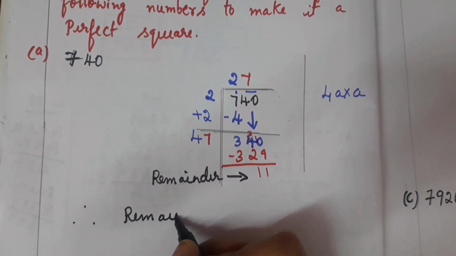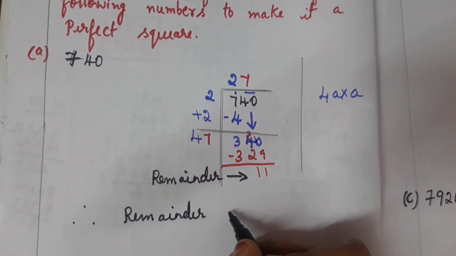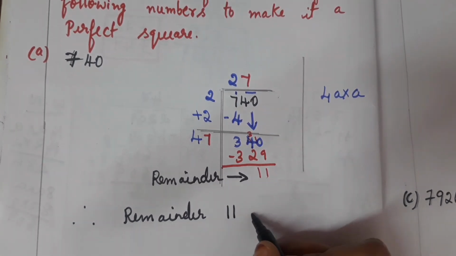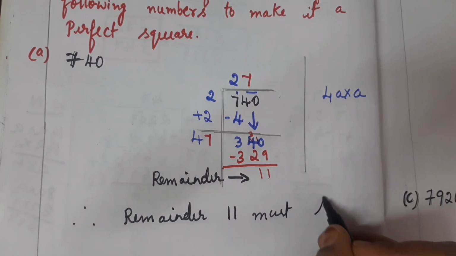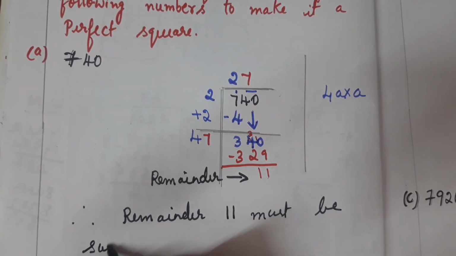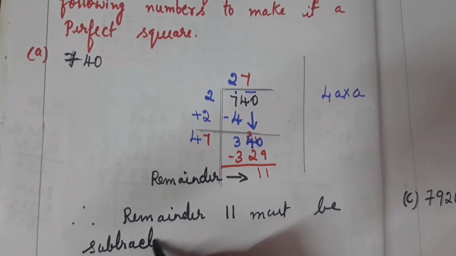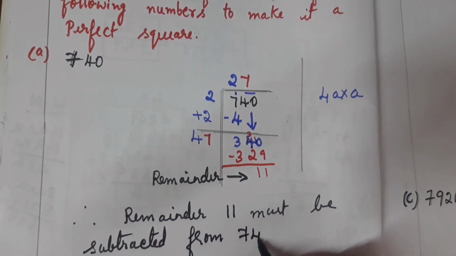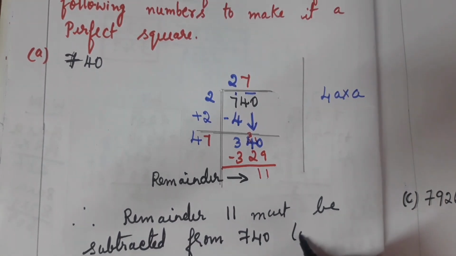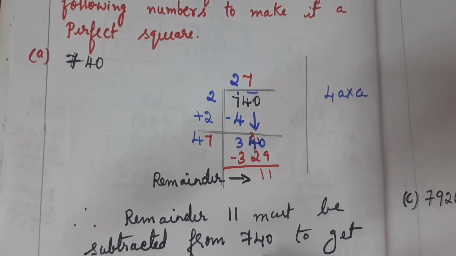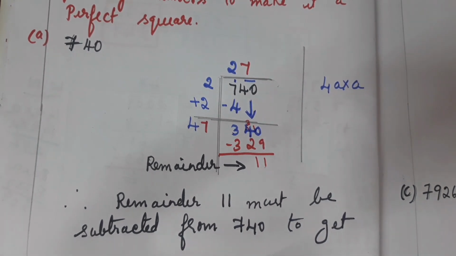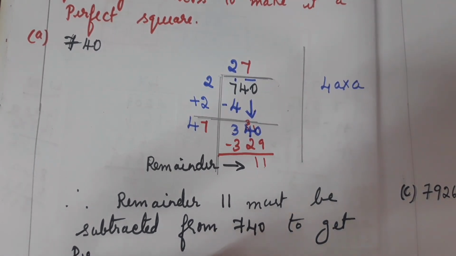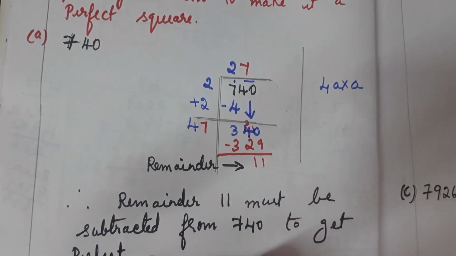Remainder: 11 must be subtracted from 740 to get a perfect square. We can subtract and write also to get a perfect square number.